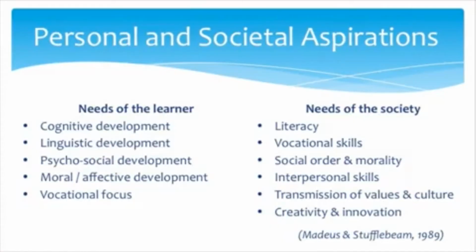But there is always some kind of tension between to what extent the individual needs and societal needs are met. Here is an example from Marius and Staffelbeam, who explain the personal and societal aspirations, the needs of the learner and the needs of the society. There are two different aspects. The needs of the learner are not always met in a curriculum. And at the same time, the needs of the society might not be met at all times for many reasons. It again depends on the government or the curriculum developers to decide which is very important for the system. And in your school, you may think about the needs of the learner and needs of the society and to what extent these are being fulfilled.